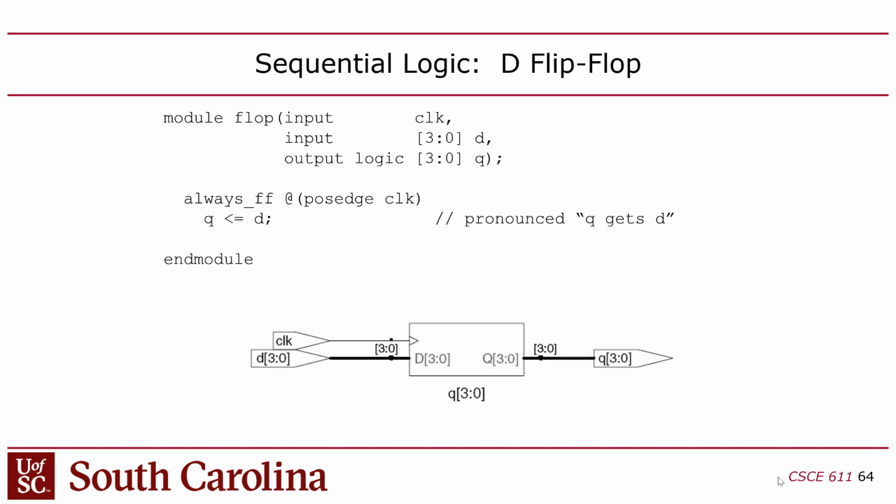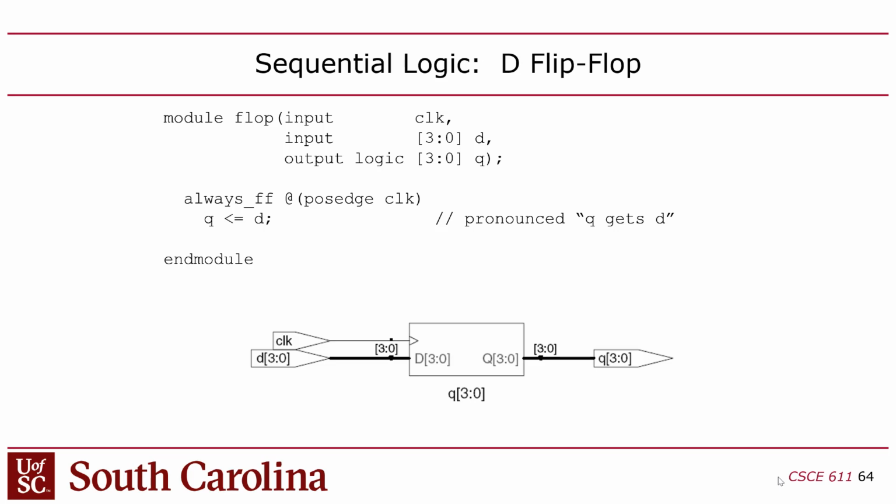It's always_FF, and then I have this additional thing I have to put after the always. I have to put the sensitivity list. In this case, I say @ symbol, and I'm saying posedge clock. It means activate the always statement on the positive edge of the clock, which is the rising edge, right? And then I just put D into Q, right?